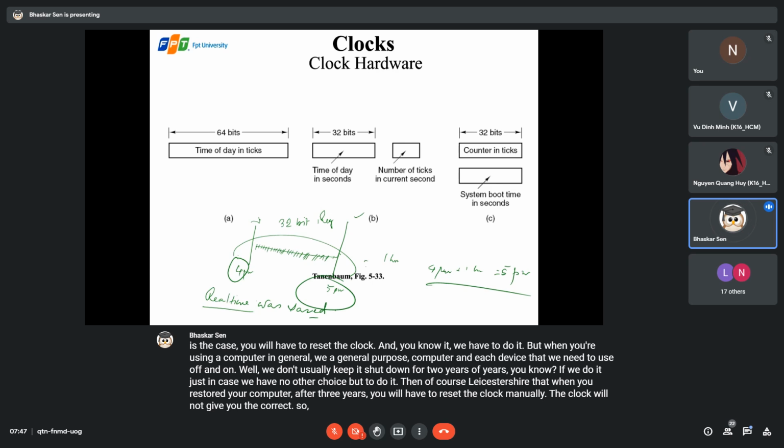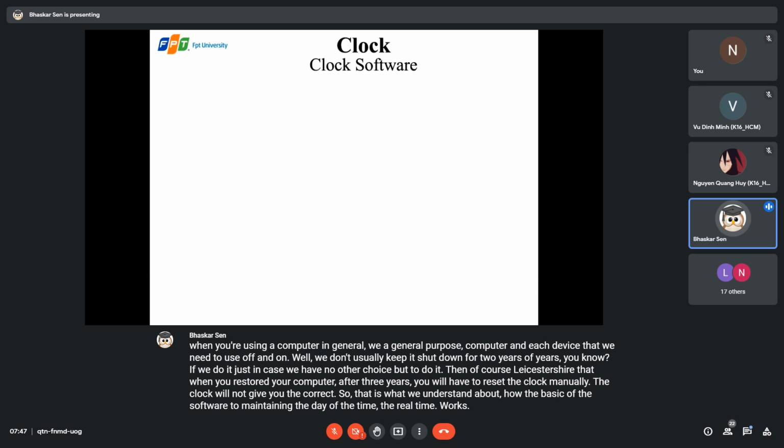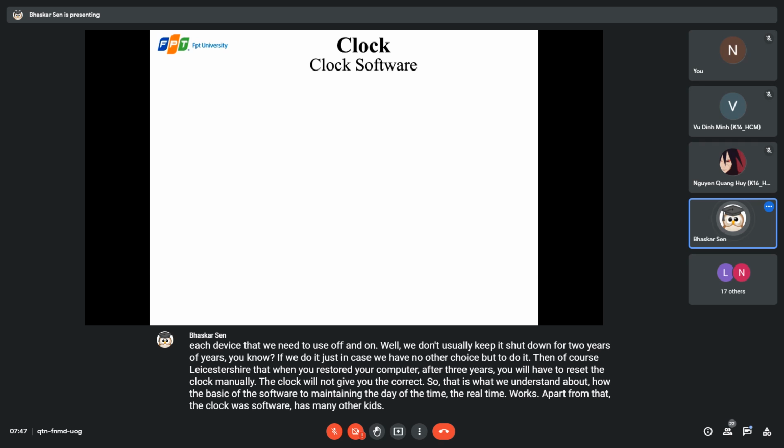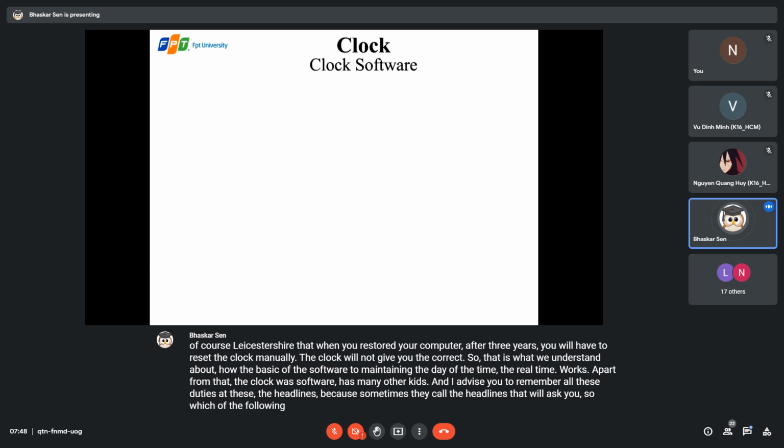So that is what we understand about how the basic thing of the software, maintaining the time of day, the real time, works. Apart from that, the software has many other duties. And I advise you to remember all these duties, at least the headlines, because sometimes they quote the headlines and they'll ask you, which of the following are the duties of the clock software and which of these are not? So that kind of tricky questions they may ask.